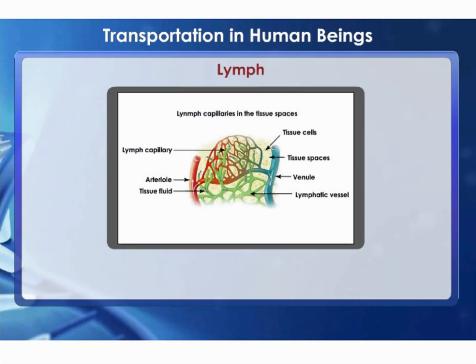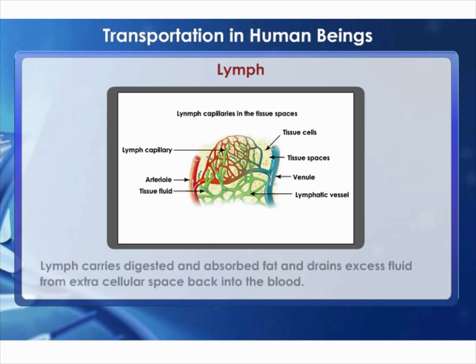Lymph drains into lymphatic capillaries from the intercellular spaces, which join to form large lymph vessels that finally open into larger veins. Lymph carries digested and absorbed fat from the intestine and drains excess fluid from the extracellular space back into the blood.